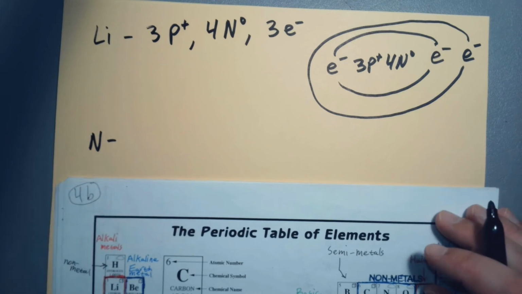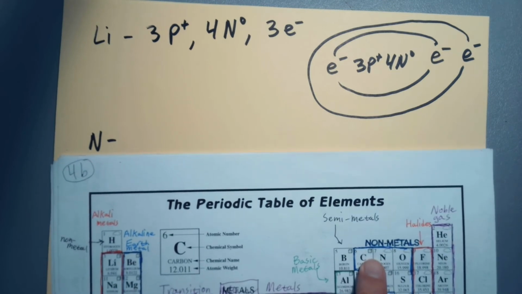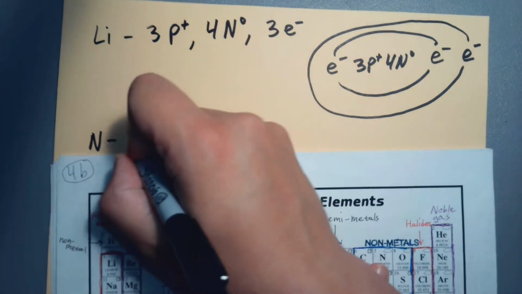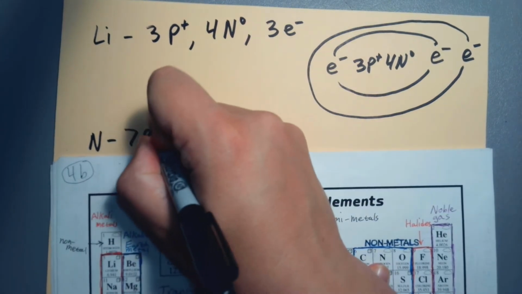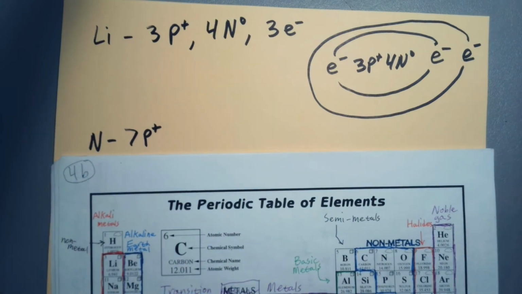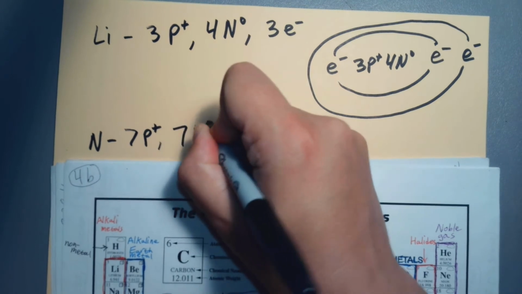All right, so how many protons is nitrogen going to have? Should move this up so you can actually see. So it's going to be an atomic number of 7. 7 protons. And then we have a mass of 14.01. That would be the atomic weight. So that's going to round to 14, which means that we're also going to have 7 neutrons.